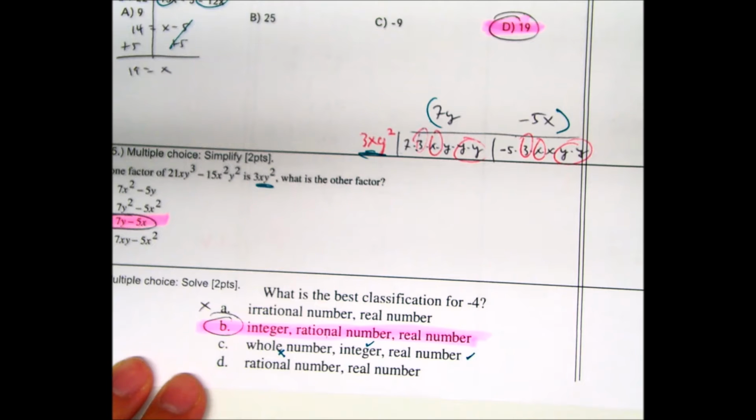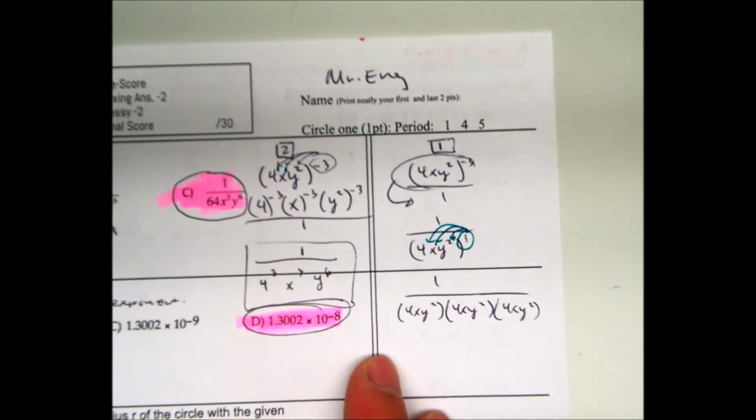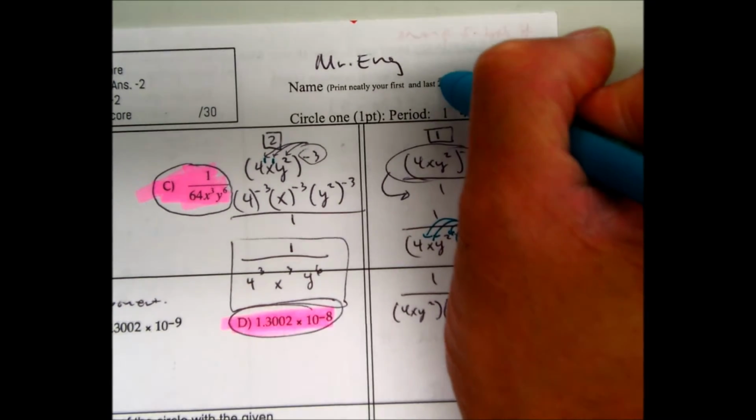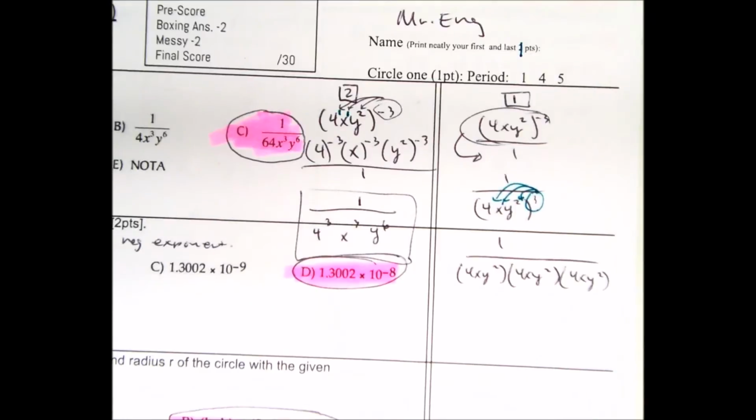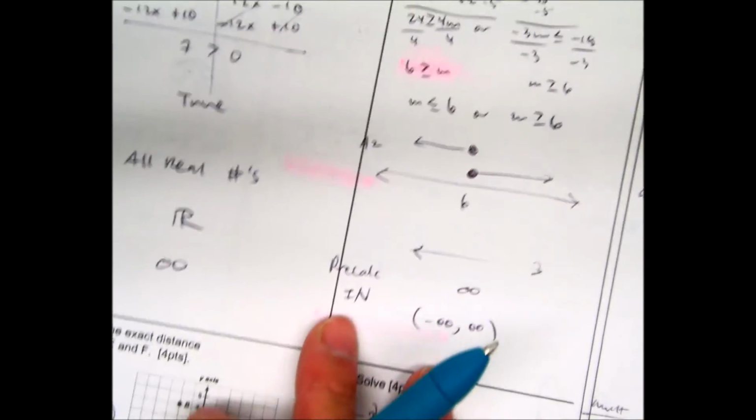Whole numbers are like the counting numbers. Rational, yes. Real, yes, but you could have added integer. So on the top was a mistake. You should be 1 point for your first and last name, 1 point for circling, 2 points for every multiple choice question, and the front side was out of 14 points. Turn to the back side.